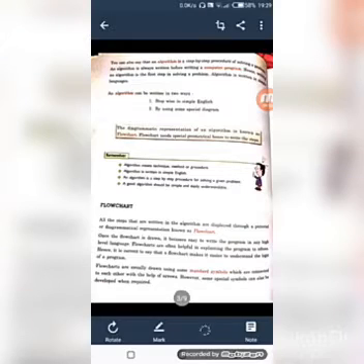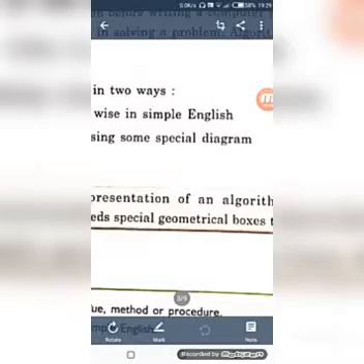An algorithm is written in simple English. An algorithm is a step by step procedure for solving a given problem. A good algorithm should be simple and easily understandable. Our algorithm topic is over. Now we have to move towards flowchart.